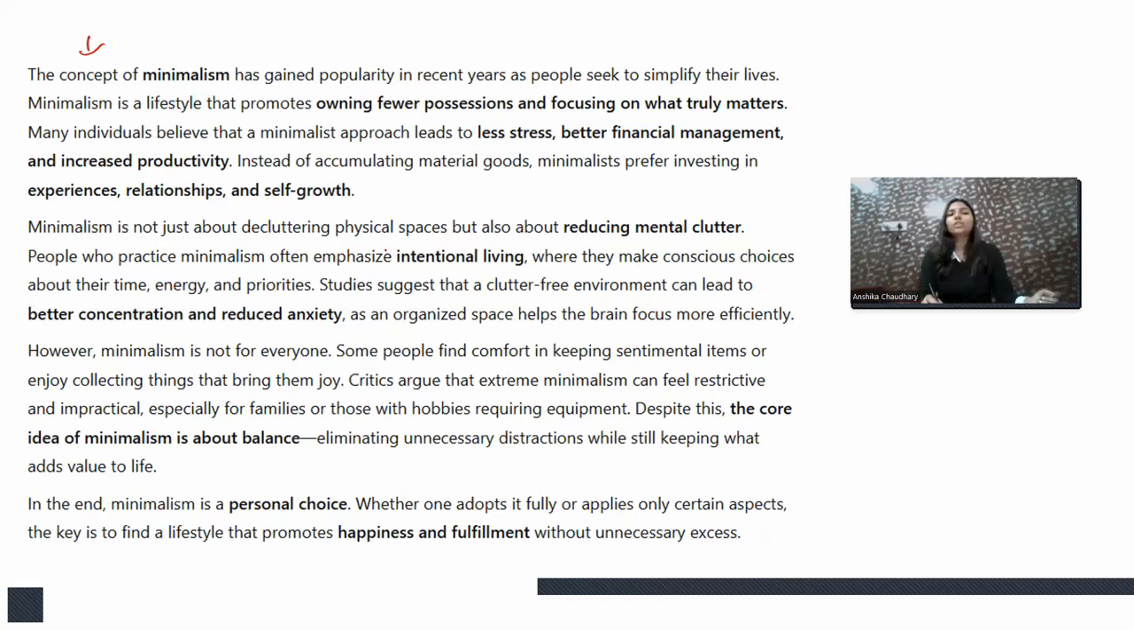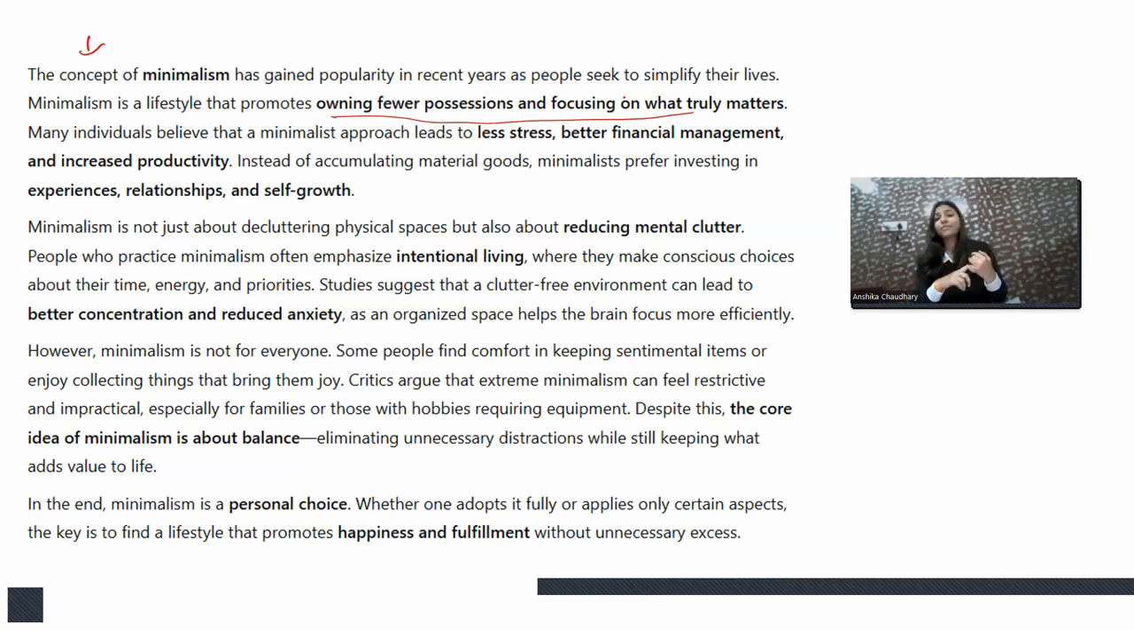The concept of minimalism has gained popularity in recent years as people seek to simplify their lives. Minimalism is a lifestyle that promotes owning fewer possessions and focusing on what really matters. So basically, minimalism refers to the system where we don't carry everything, but we keep only the important stuff, right?